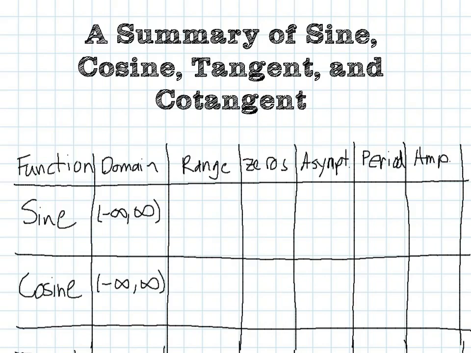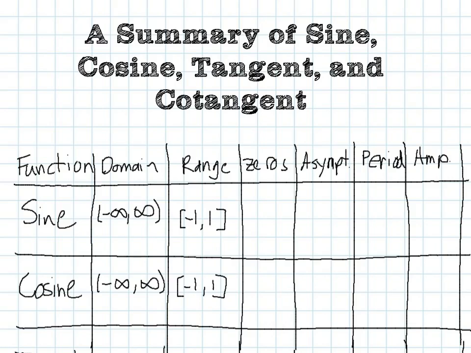Okay, now the range for both, as you can really think about it, at top, the highest is going to be 1, and the lowest is going to be negative 1. Okay, so I'd write bracket negative 1 comma 1 bracket, and the same thing for cosine.